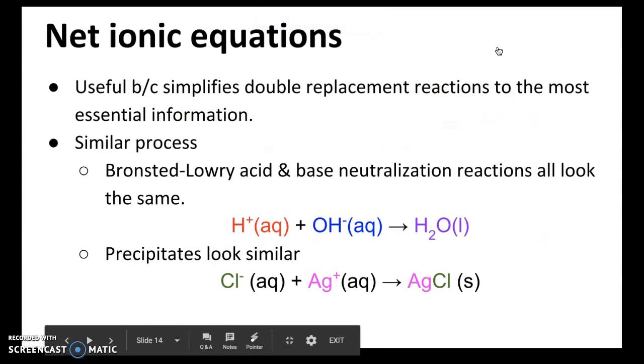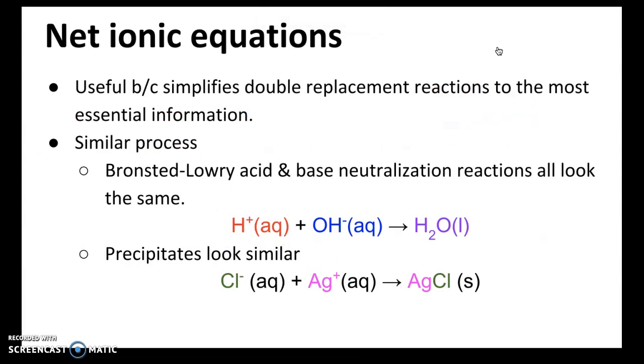All right, in this video, we're going to learn about net ionic equations. And they're useful because they simplify double replacement reactions to the most essential information. So basically, what is most important about that double replacement reaction.